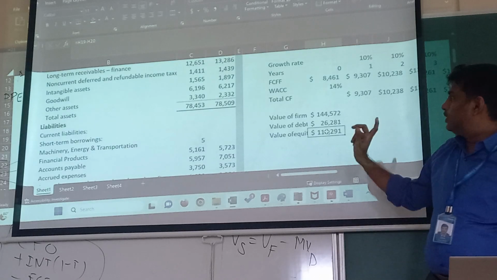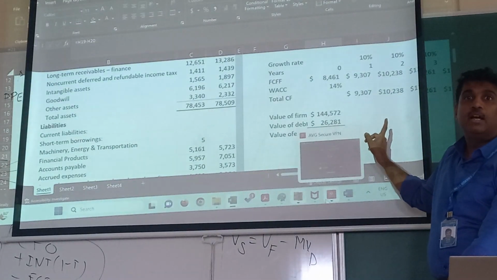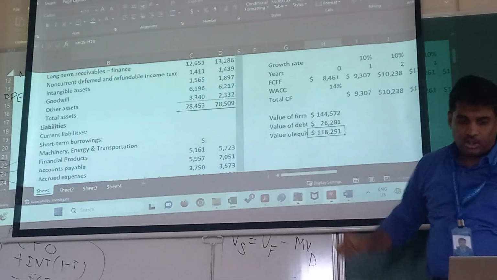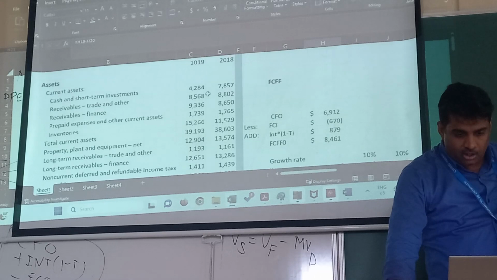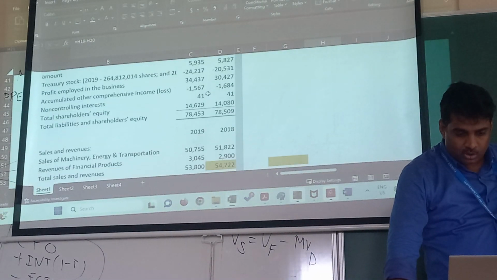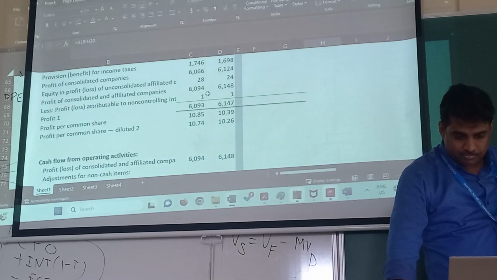Okay, and this amount will be in millions. Agreed? Because you will see that all those values will be in millions, and finally you need to find the total number of shares. The total number of shares, where can you find? Record.